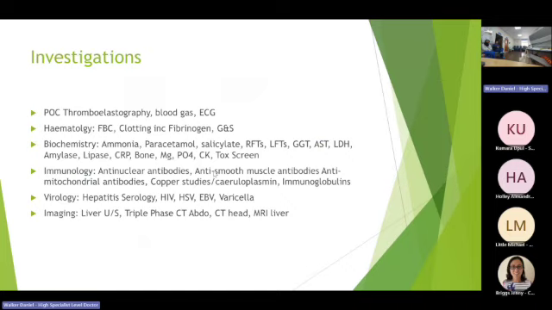In terms of imaging, liver ultrasound is first choice. Triple phase CT abdo or MRI of the liver can also be used, and a CT head, and asking the radiologist to comment on cerebral edema because they don't always look for it.